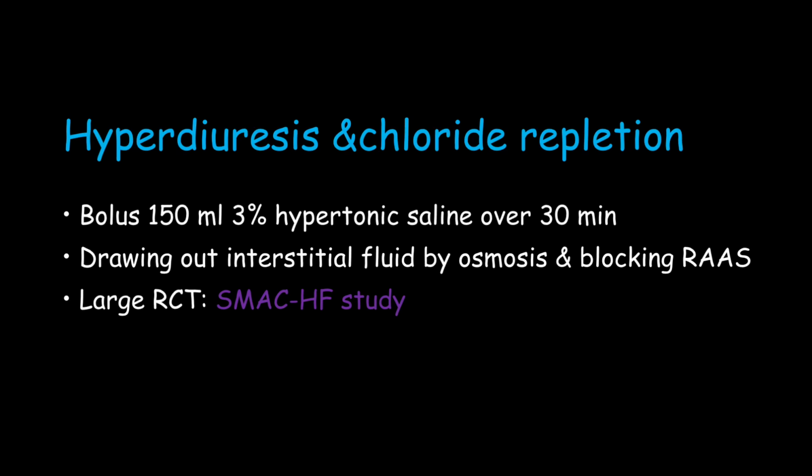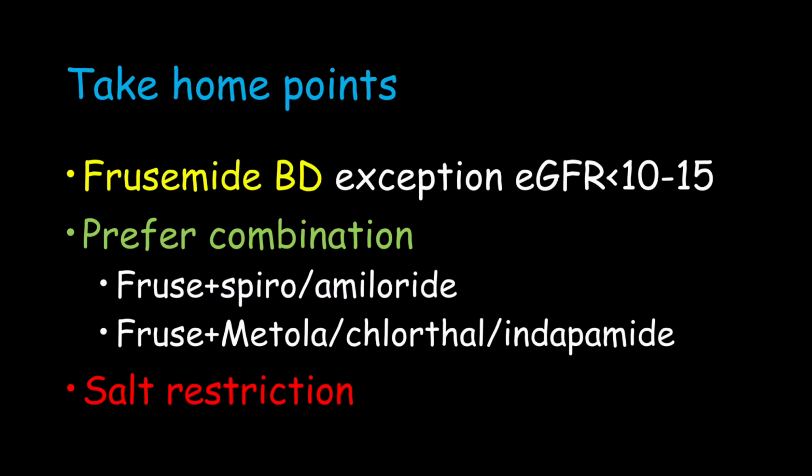A strategy called hyperdiuresis and chloride repletion has been in use for the last 10 to 15 years. However, none of the guidelines recommend it. Personally, I have used it a couple of times. A bolus of 3% hypertonic saline, 150 ml, is given over half an hour. It helps in drawing out interstitial fluid by way of osmosis and blocks the renin-angiotensin system. Large RCTs like the SALT-HF study have shown beneficial results. However, I would recommend it to be used only in desperate situations when other measures have failed.